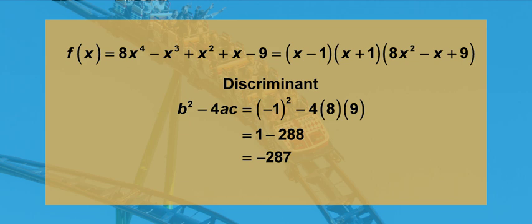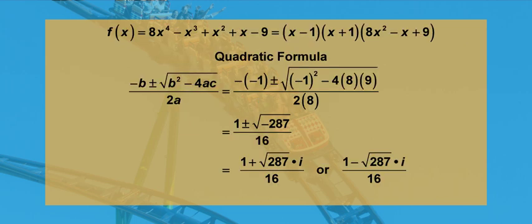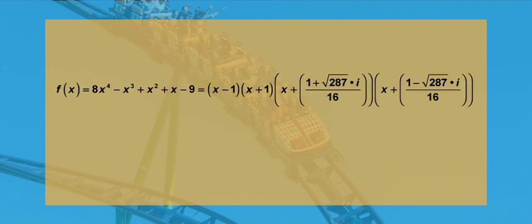We check the discriminant of the quadratic to see if there are any real roots. There aren't, so the remaining two roots are complex. You now have the mathematical tools to solve polynomial equations. But you can also rely on technological tools.